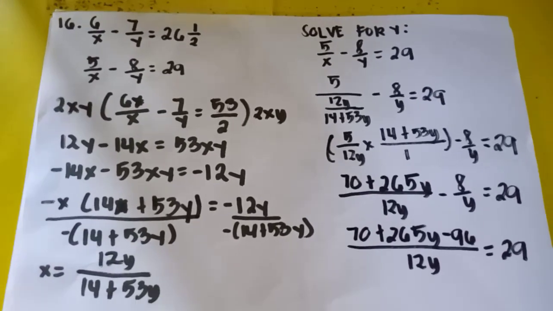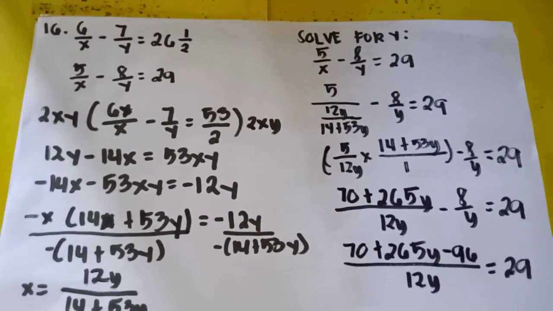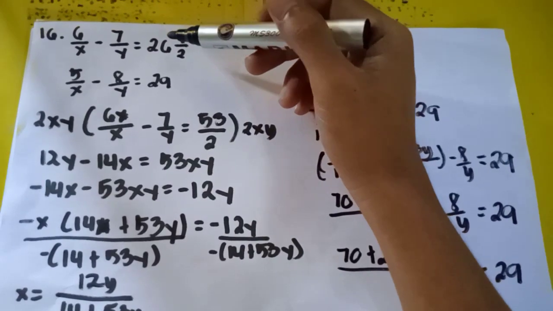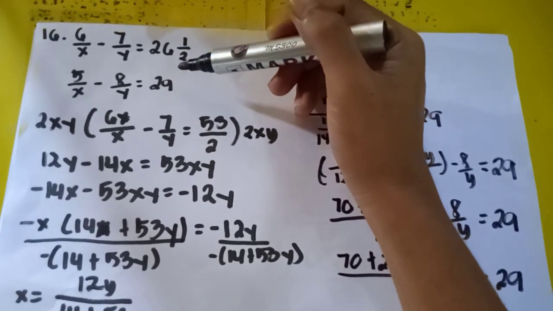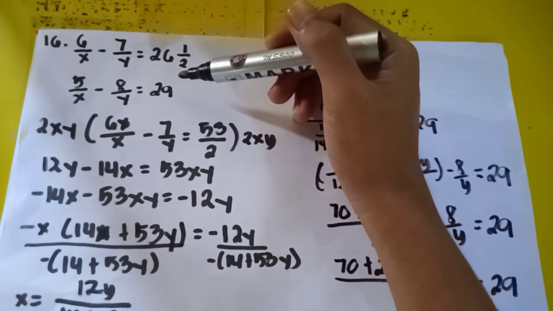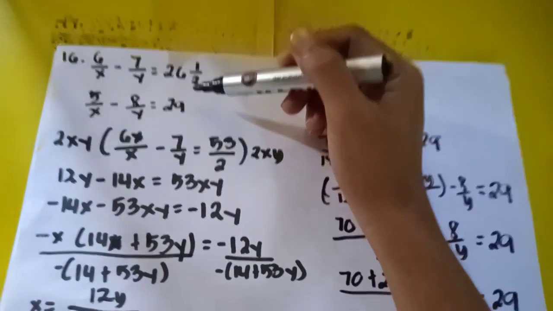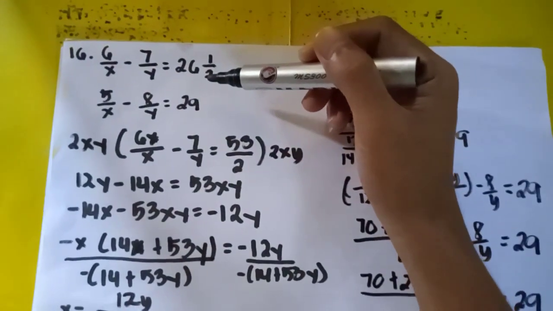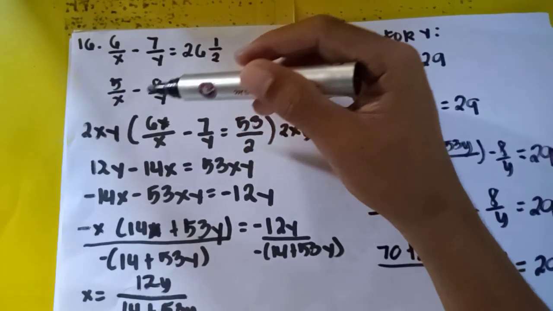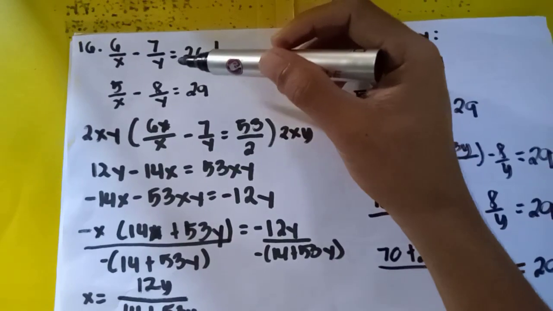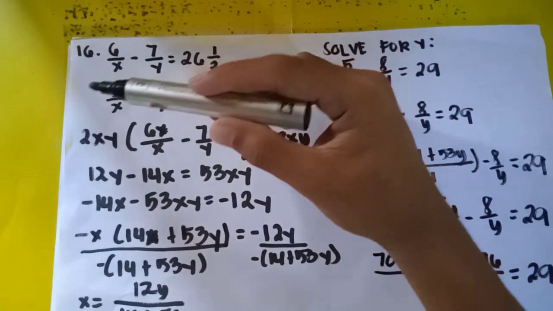Now we're already at number 16, and again we have two equations. The first equation is 6 over x minus 7 over y equals 26 and 1/2. The second equation is 5x minus 8y equals 29. In the first equation, we will find its LCD. So the LCD is 2xy. So we will multiply all terms by 2xy.